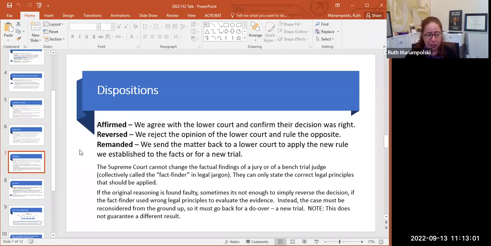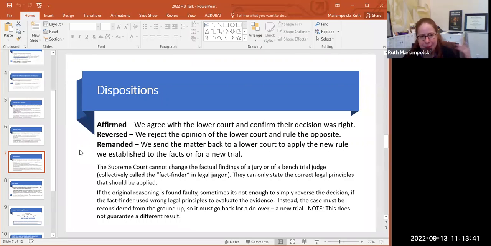So if the original reasoning is found faulty, sometimes it's not enough to simply reverse the decision. If the fact finder, the jury or the judge in a bench trial, used the wrong legal principles to evaluate the evidence, the case must instead be reconsidered from the ground up, so it goes back for a do-over, a new trial. I will note that remanded does not guarantee a different result. The only thing it does is basically say that the law should be considered in a specifically different way than it was.